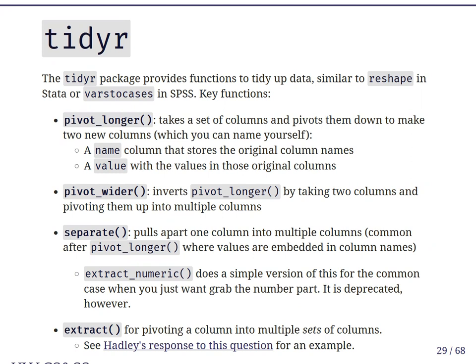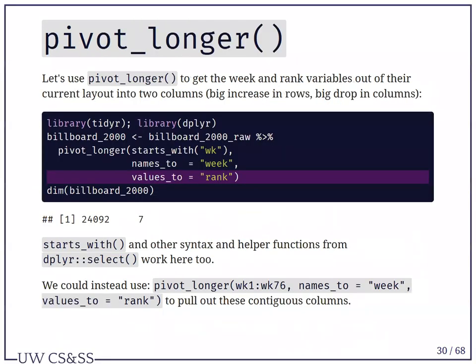There's a good example of Hadley Wickham, who authors the tidyverse, responding to a question on Stack Overflow at this link that gives an example of when you might want to do this. I would say I don't generally run into a situation where I would use extract rather than dealing with the pivot longers and pivot widers, but you might encounter it.